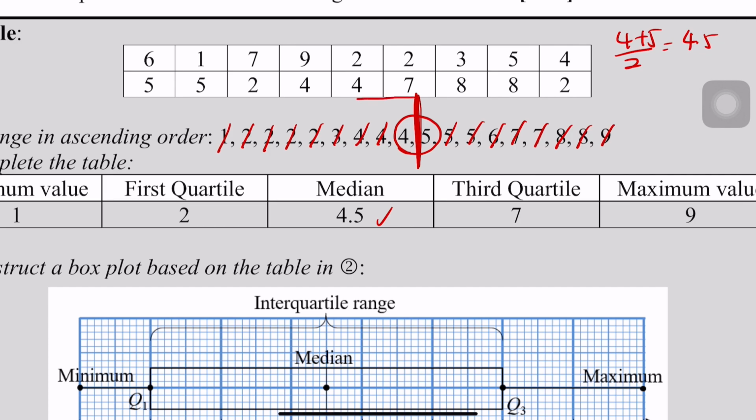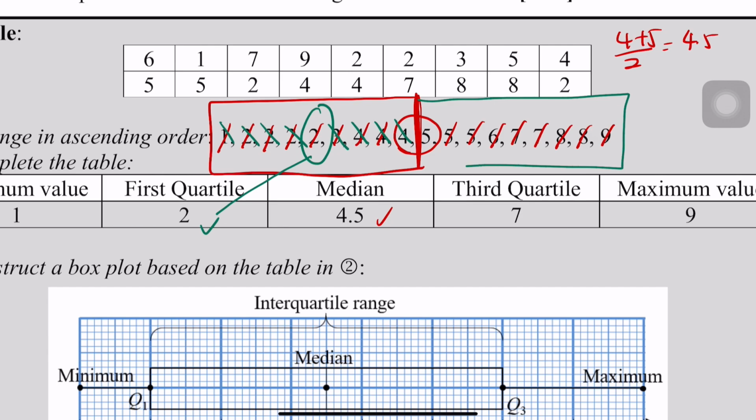So let's look at the left part. Find its median, find the middle part. So the middle part is 1, 2, 3, 4, and you are left with 2. So that's why the first quartile is 2. And then for the right part, 1, 2, 3, 4, and you are left with the single number. So that's why the third quartile is 7.